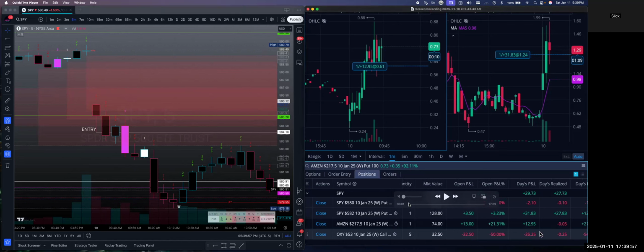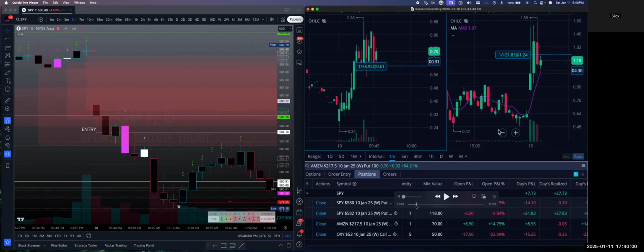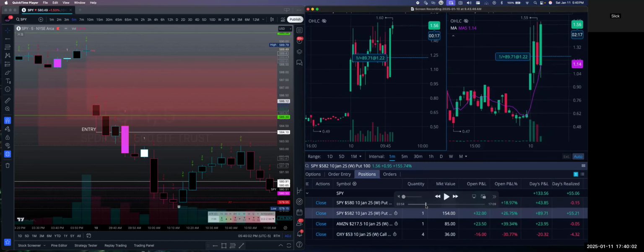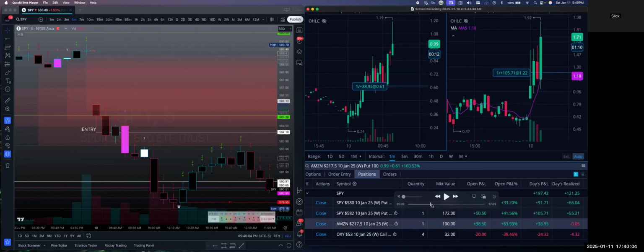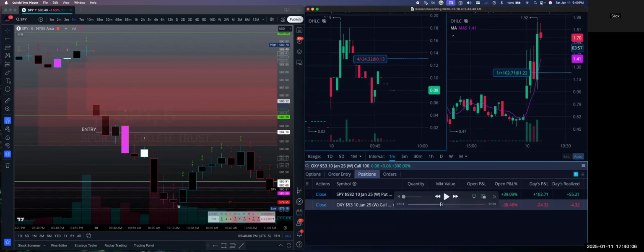So as you can see, I entered this trade. I'm flipping through different ones, but see, it starts to go. It comes back down.